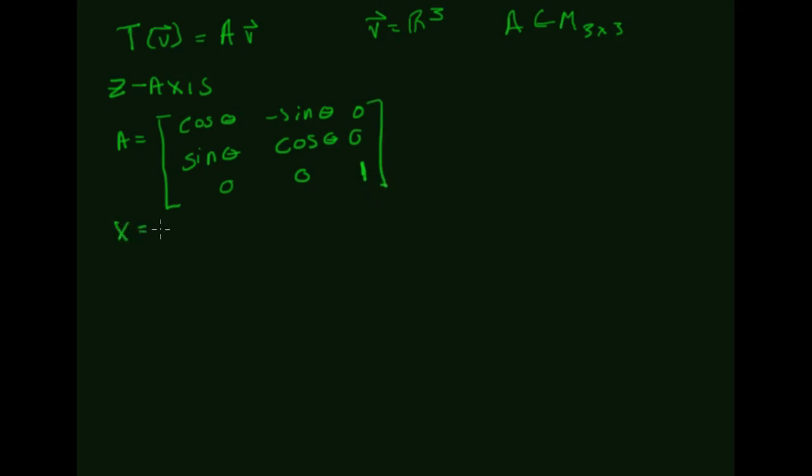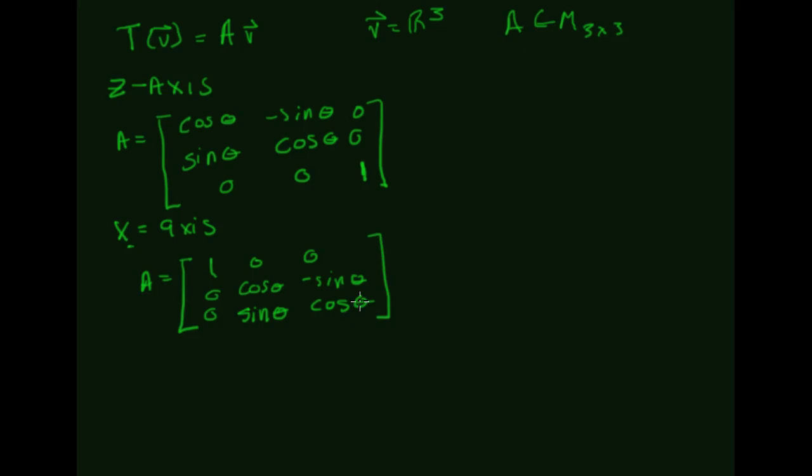The x-axis works the same way. Instead of having the rotational matrix in the upper left-hand corner, it's now going to move to the lower right-hand corner. So I get the 1 up here with zeros going across and zeros going down. This is cosine theta, negative sine theta, sine theta, cosine theta. So this will give me the rotation around the x-axis.